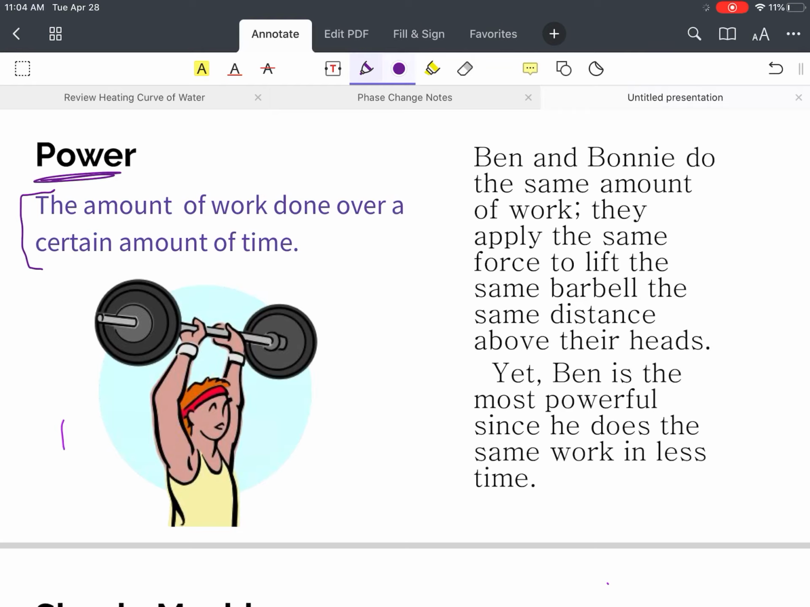So this is just an example of power, right? Ben and Bonnie, they're lifting the same dumbbell, the same distance. So they're doing the same amount of work. They're applying the same amount of force. They're moving the same distance, but Ben's more powerful because he can do more reps or he can move it quicker in that time frame than Bonnie can.